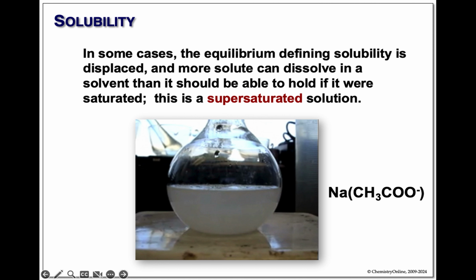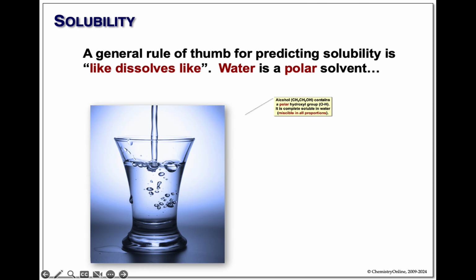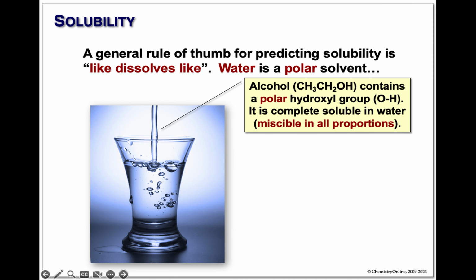Solubility, there's a rule of thumb. Like dissolves like, where like refers to whether you are a polar molecule, polar compound, an ion, or non-polar. Alcohol has an OH just like water. That makes the molecule polar. We can add as much alcohol as we want to water. It will dissolve. It's called miscible, miscible in all proportions.